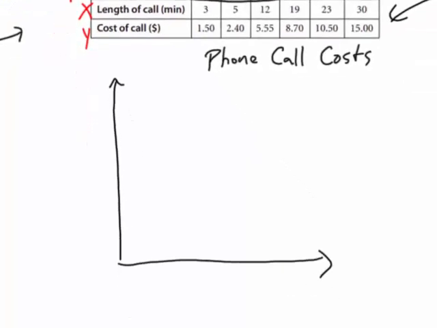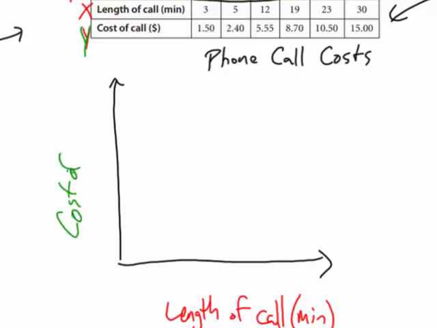So we're going to label those guys. So x-axis, I have length of call. And it's very important to put minutes so we know what we're talking about. And then for the y, we're going to put cost of call. So I'm going to go vertically here. And that's in dollars. There we go. So now we've got to make our scales.